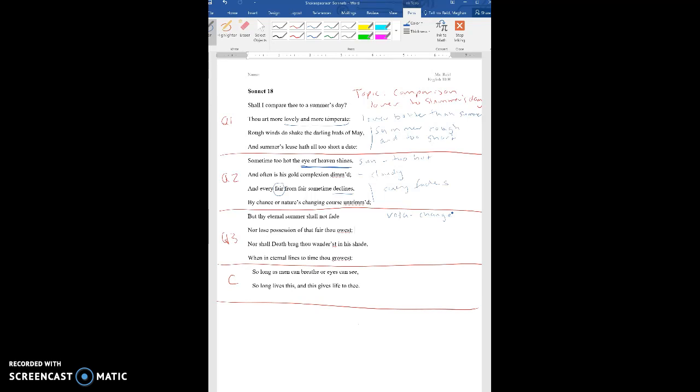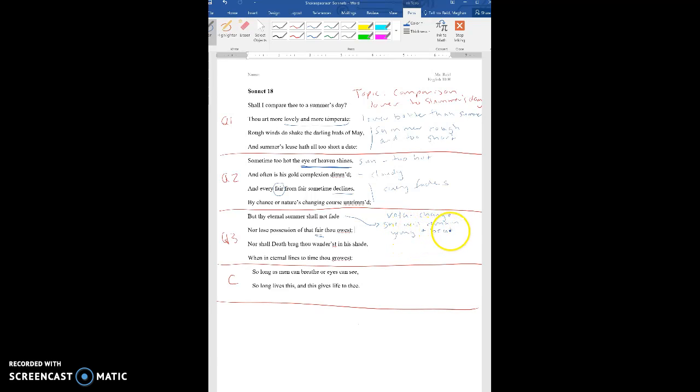"But thy eternal summer shall not fade, nor lose possession of that fair thou owest, nor shall death brag thou wanderest in his shade, when in eternal lines to time thou growest." So basically, her eternal summer is not going to fade. So she will remain beautiful and young, and she'll not lose the possession of her fairness.